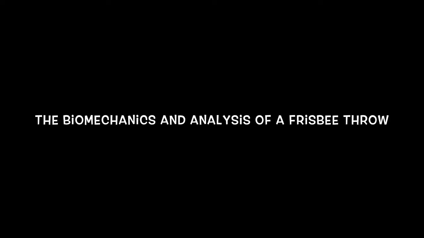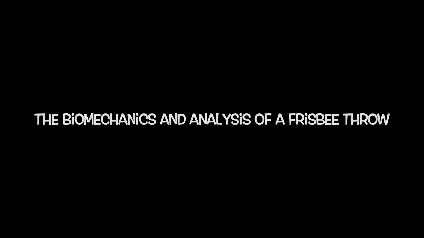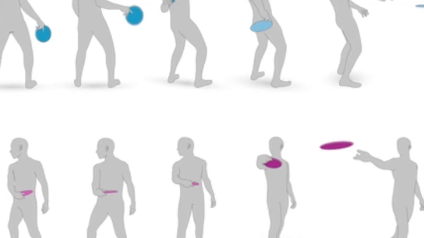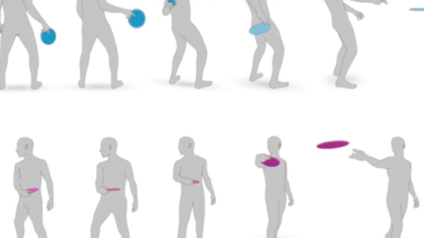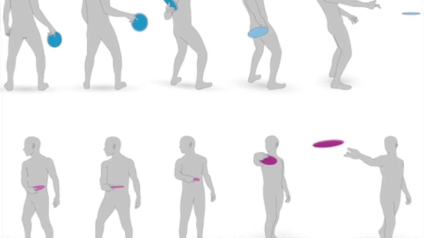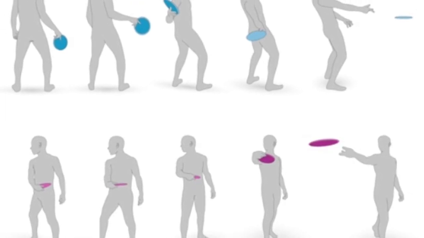The purpose of this video is to understand the dynamics, anatomy, biomechanics, and teaching of throwing a Frisbee. The following will evaluate, describe, and teach the Frisbee throw in 3 distinct phases. 1. The loading phase. 2. The acceleration phase. 3. The release and deceleration phase.